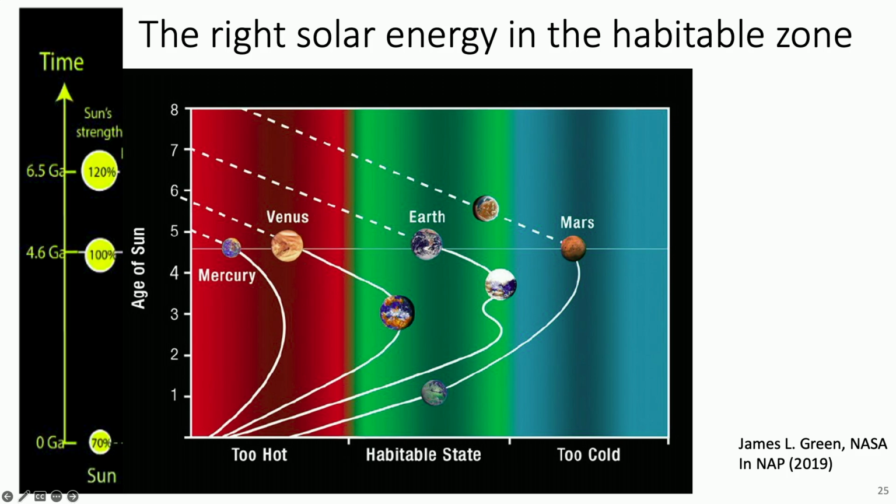I've taken that from the National Academy of Science book that was proposed by James Green. So as a function of time, we are here. That's where we're going in the future. That's where we were. In terms of the sun's power, it was a lot less at the beginning. It reaches 100% now, and it will continue increasing as a function of time. We are now here. That's where we come from, and we were not necessarily at the very beginning in the habitable zone. However, Mars was, and Venus was as well, but they evolved differently in the two cases.